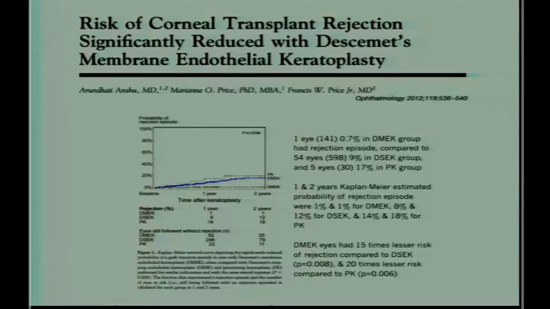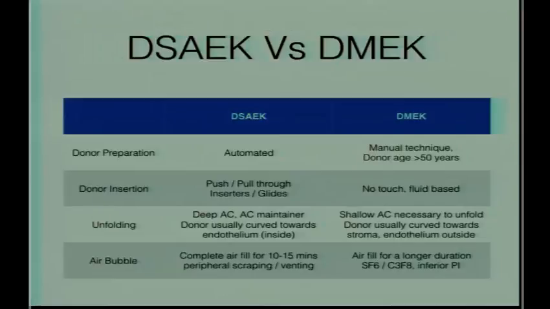So I think one of the greatest advantages, especially for patients who are not very compliant with follow-ups, keeping them on steroids, you have a lesser risk of patients losing their grafts from rejection. So basically, if you compare DSEK and DMEK, there are differences, just like with extracapsular and phacoemulsification. In terms of donor preparation, DMEK is more of a manual technique. The insertion is basically no-touch fluid-based, unlike the various inserter systems you have for DSEK.